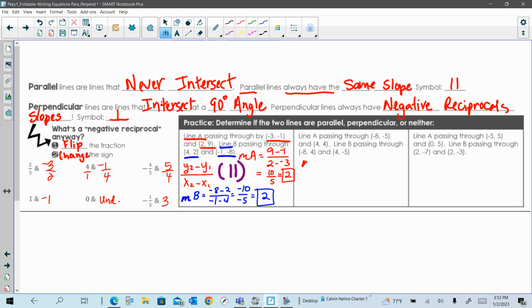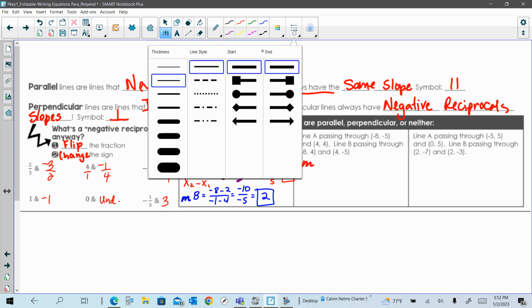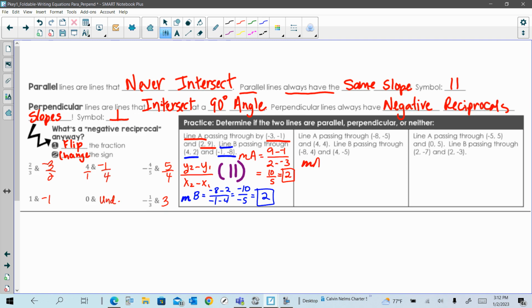I'm going to use my symbol, the cursive m, for the slope of A. That ends up being 4 minus a negative 5 over 4 minus a negative 8. When I simplify that, I get positive 9 over positive 12, and this can be reduced to 3/4.